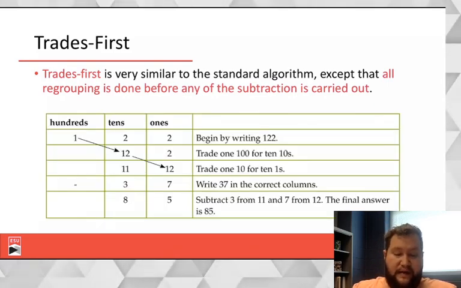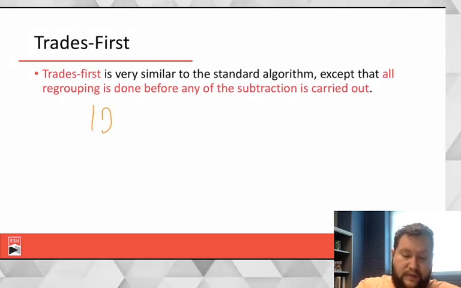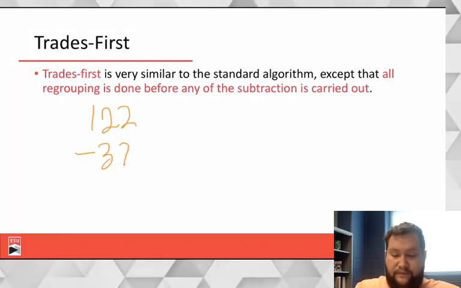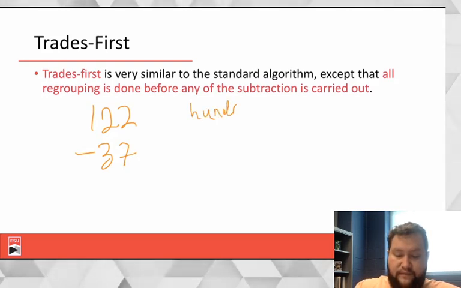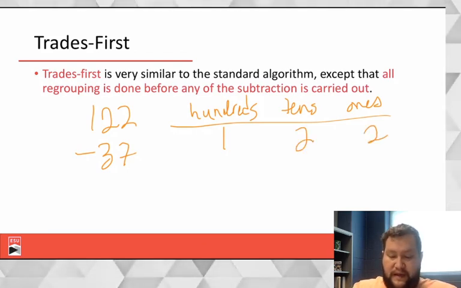And so, in this example, we have 122 minus 37, and I will go ahead and write this out. 122 minus 37. And so we can look at our hundreds, our tens, and our ones. We start with 100, 2 tens, and 2 ones. I know at the end I need to be able to subtract 37 of them.